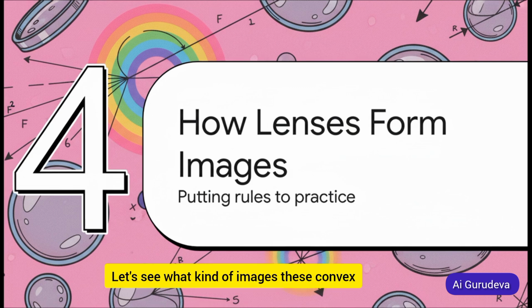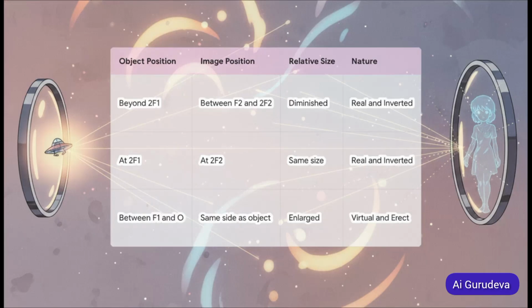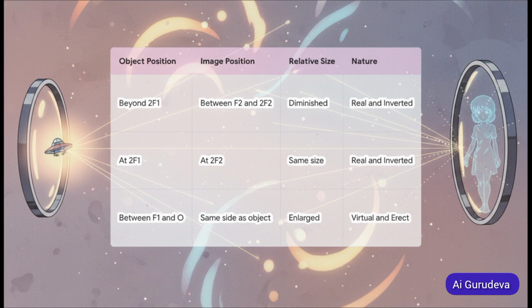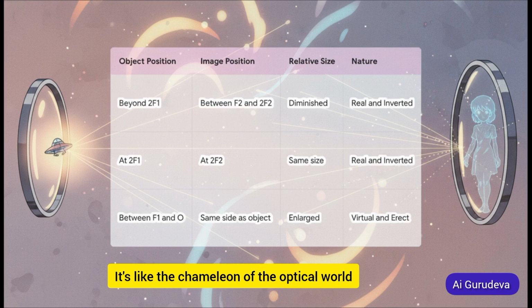All right, now that we have our 3 rules, we can finally put them to work. Let's see what kind of images these convex and concave lenses can actually make. And wow, just look at this table. It really shows you how incredibly versatile a convex lens is. I mean, depending on where you put the object, you can get a tiny image, a same-sized image, or a huge image. It can be upside down or right side up. It's like the chameleon of the optical world.